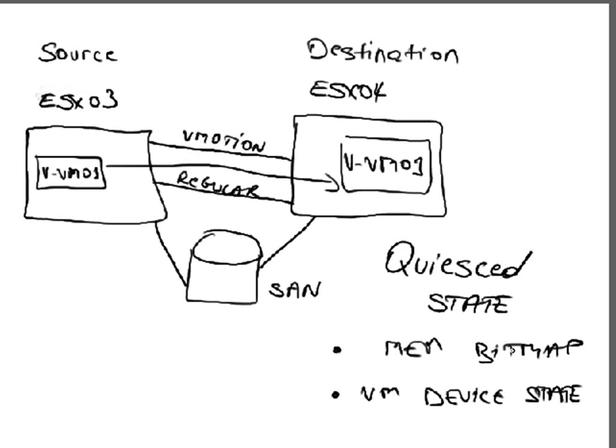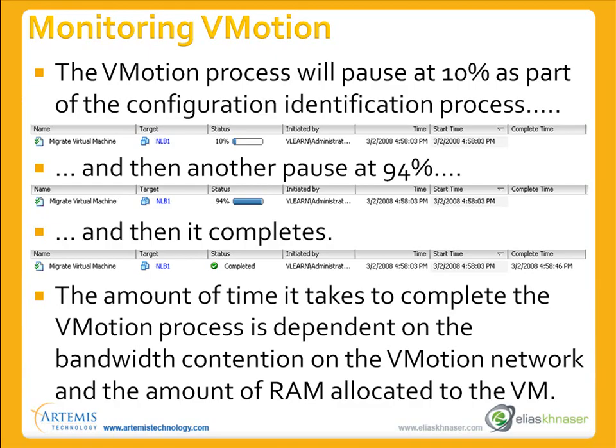Now, a question I'm sure you're already asking: what happens if a failure occurs during the vMotion process? If a failure occurs during the vMotion process, it is canceled and the virtual machine reverts back to the source host. Now, how do you monitor vMotion?